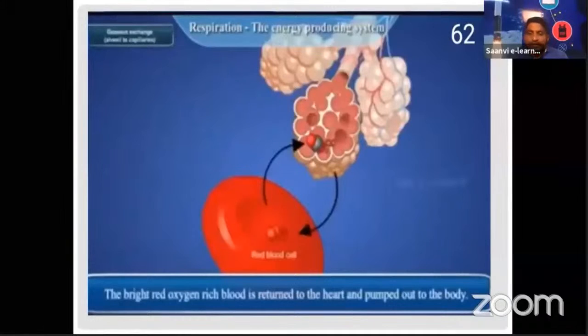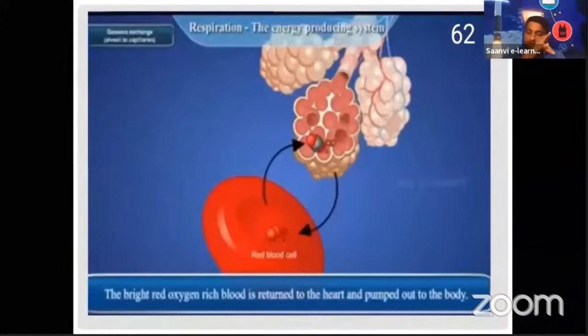Next, the bright red oxygen-rich blood is returned to the heart and pumped out to the body. Which blood is reaching the heart? The bright red oxygen-rich blood. After that, from the heart, it is pumped to all the body parts.